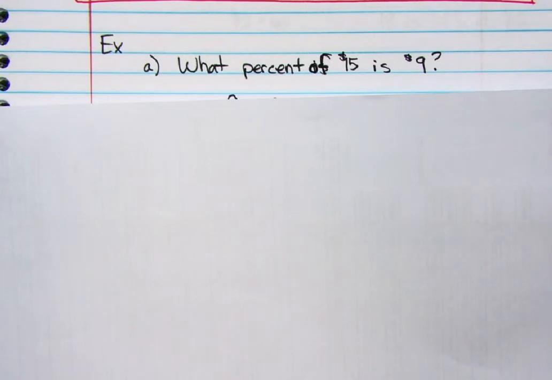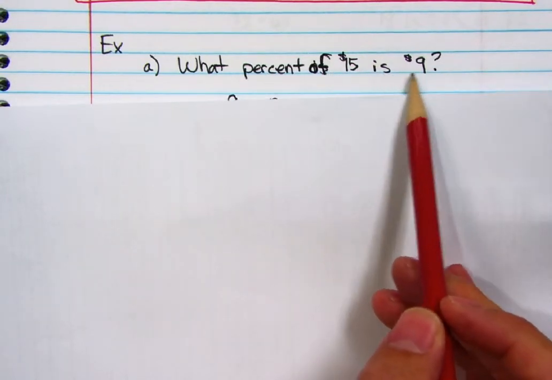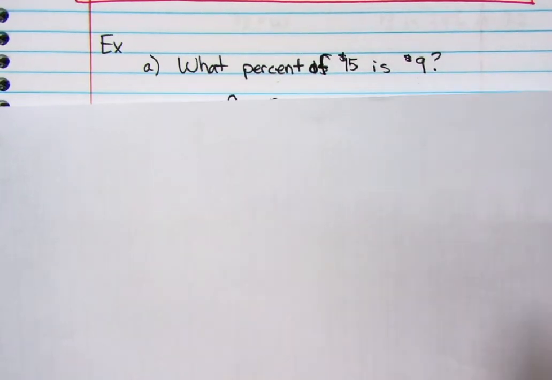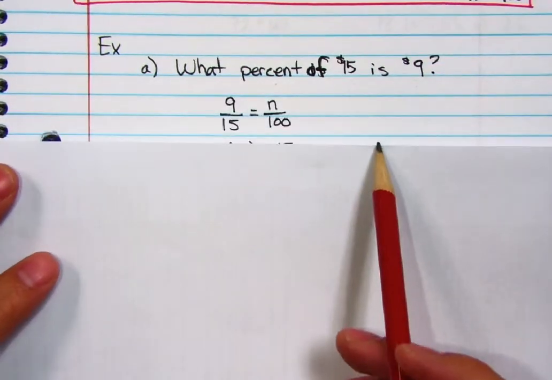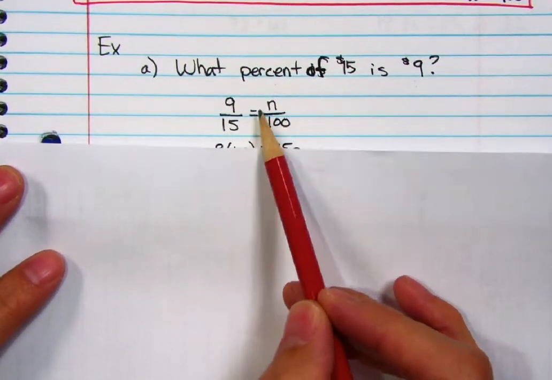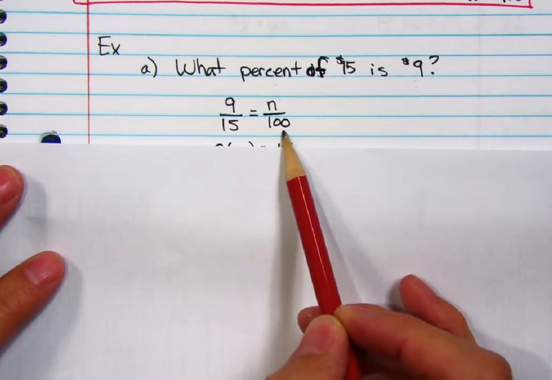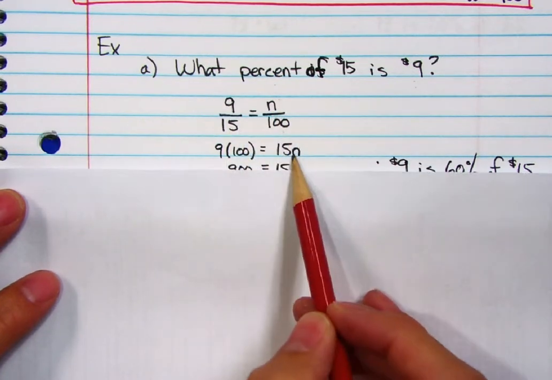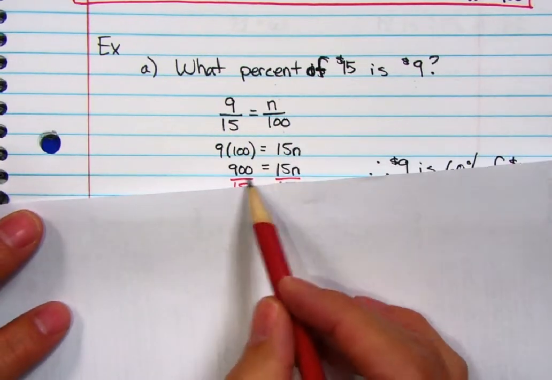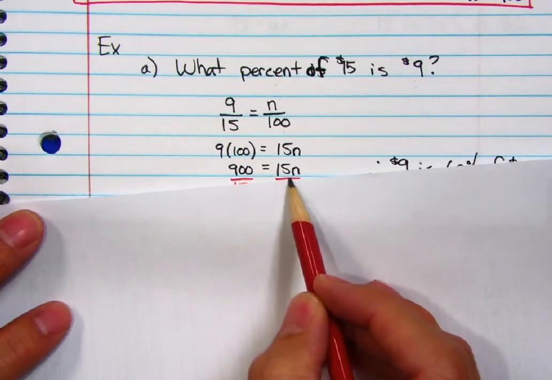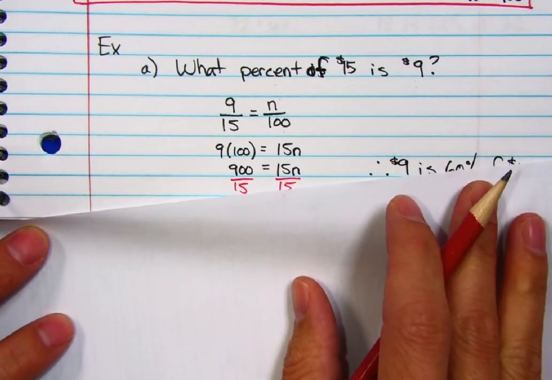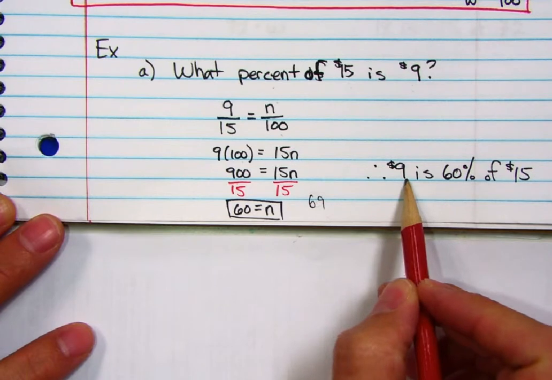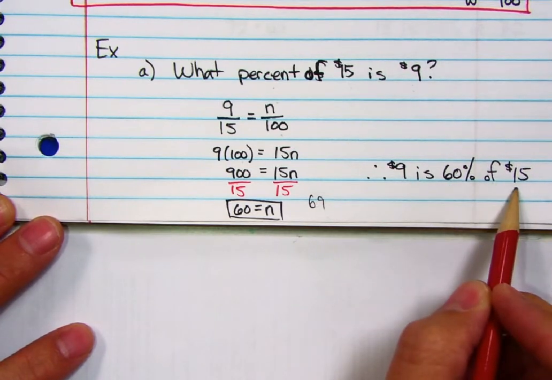And here's my first example. What percent of 15 is 9? So notice they gave you the whole, they gave you the part, we just need to know the percent. So that was like the first example above. Let's take a look. So I know 9 out of 15 is equal to n over 100. So we do our cross multiplying. We say 9 times 100 is equal to 15 times n. I get 900 is equal to 15n, and then I divide by the coefficient 15. And I find out that the answer is 60. So I can say, therefore, 9 is 60% of 15.